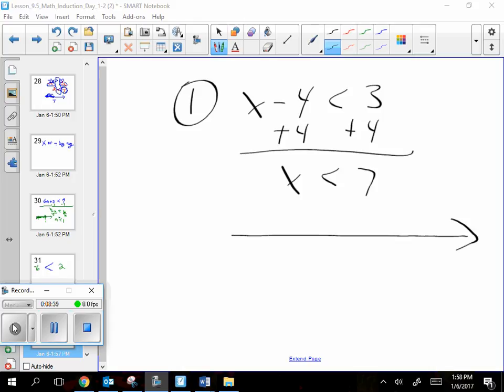You find a 7 on the number line. You circle it, of course. Do I fill it in? Not on this one, because it doesn't say or equals. If it did, I would fill it in. And it says x is less than, the point is pointing that way, so that's the way we shade. There we go.